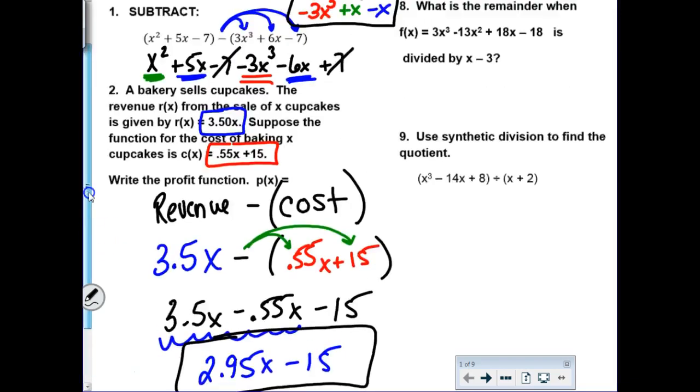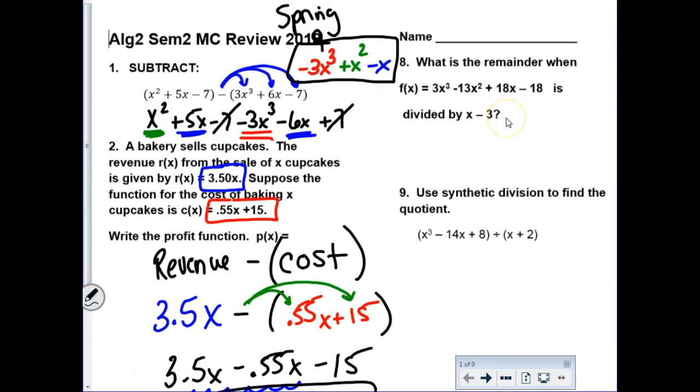All right, just so I don't have to keep flipping slides, would you guys mind looking over here at number 8? I know we're out of order, but just look at number 8. I want to know the remainder when we divide these two. So if you think back to when we divided things, your choices are long division and synthetic division. If memory serves me correctly, most of you thought that synthetic division was a lot easier.